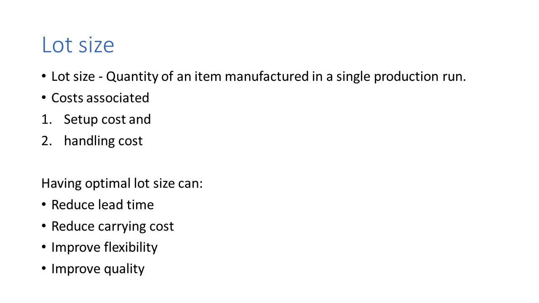Having optimal lot size is one of the ways to improve process efficiency. What is a lot size? It's the quantity of an item manufactured in a single production run. Costs associated with lot size are setup and handling costs. A production system tries to minimize these costs as much as it can to eliminate waste, and hence deciding the optimal lot size is vital.